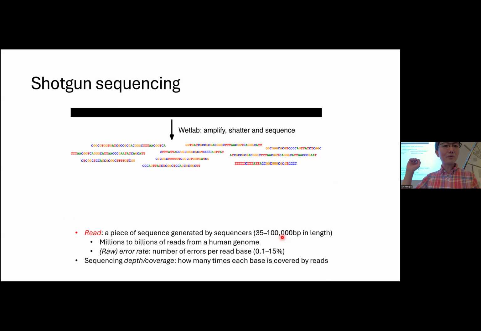Typically, when you do shotgun sequencing, the black box is the genome. Initially, we don't know it. In the wet lab, because the current sequencer cannot sequence whole chromosomes, and the human chromosome is about 250 megabases long, they have to chop this genome into small pieces and then amplify them. And then we do sequencing.